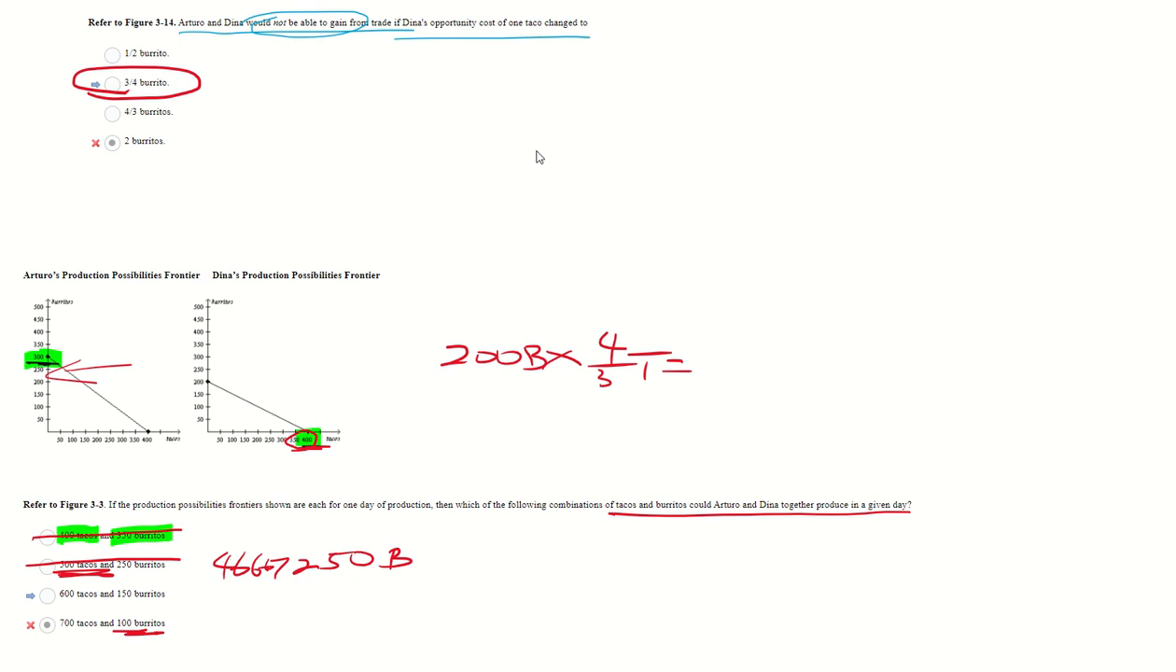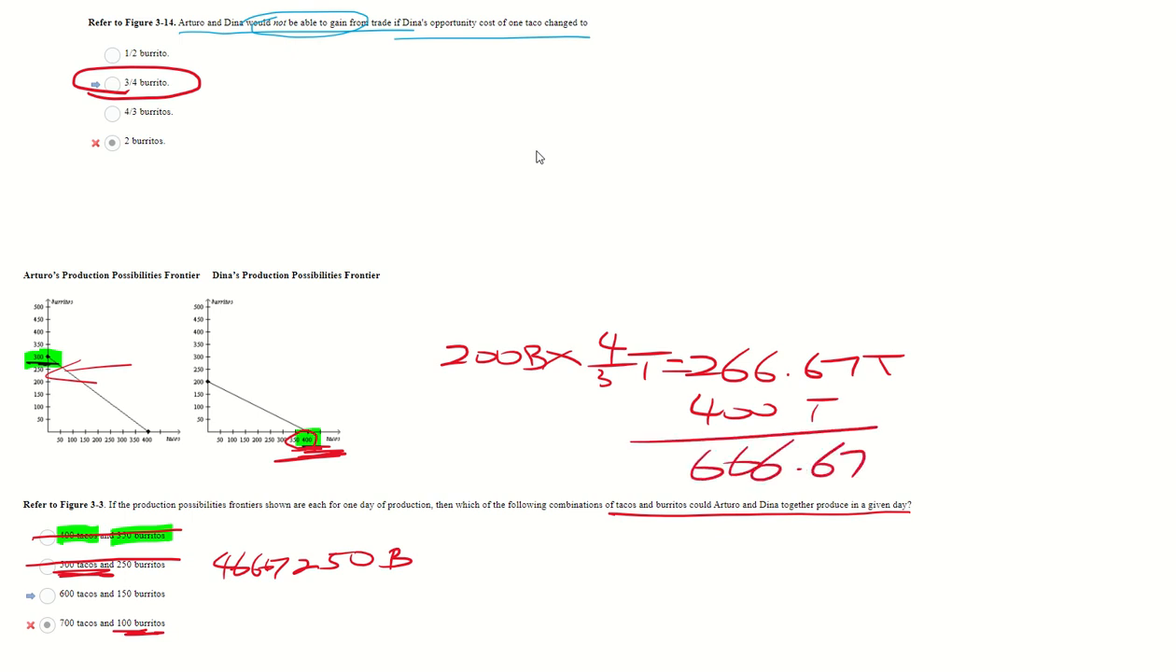That's 266.67 tacos. Now, would that be enough? Well, Dina by herself can produce a maximum of 400, so plus 400. This will be a total of 666.67 tacos. That is not 700. We need 700, so this one's also wrong.